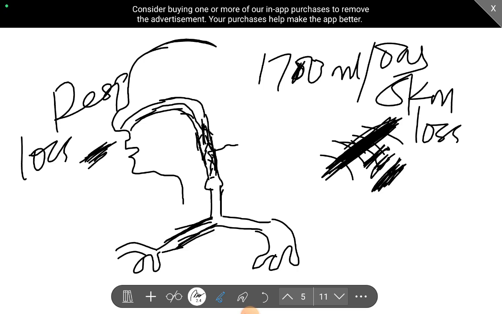So 1,700 milliliters per day from insensible loss from the skin and the respiratory loss combined together. Are we really following? All right, so that makes sense. Now, I said that the total loss is about 3.2 liters. We have now accounted for 1.7 liters out of the 3.2 liters, or 3,200 milliliters per day.